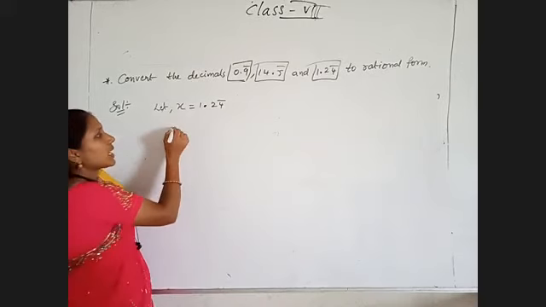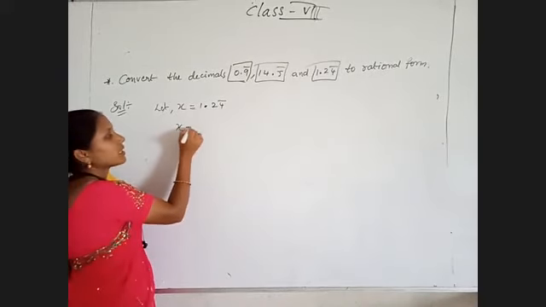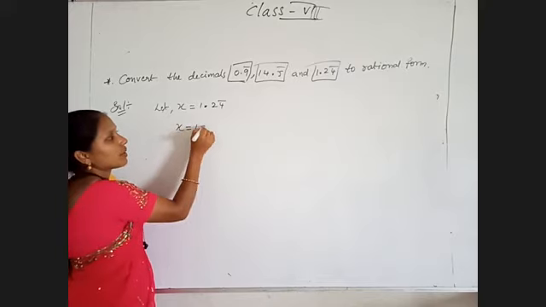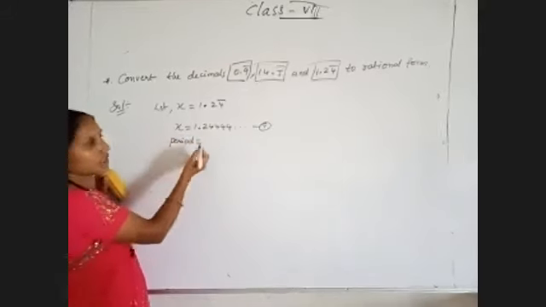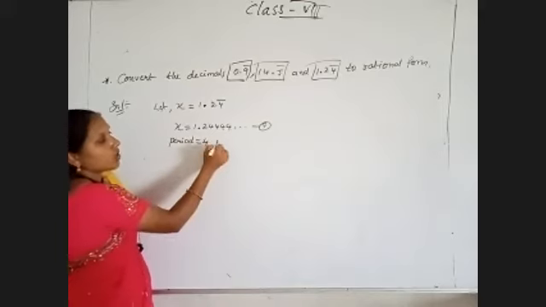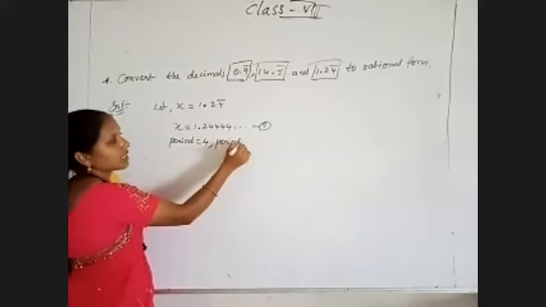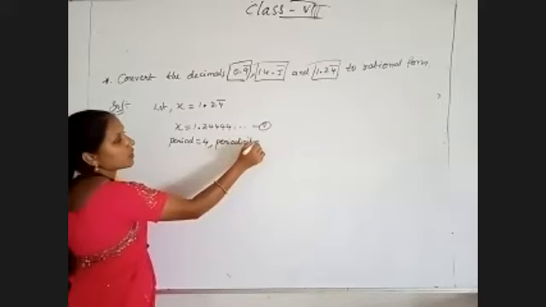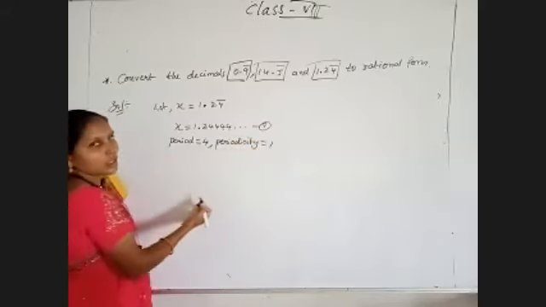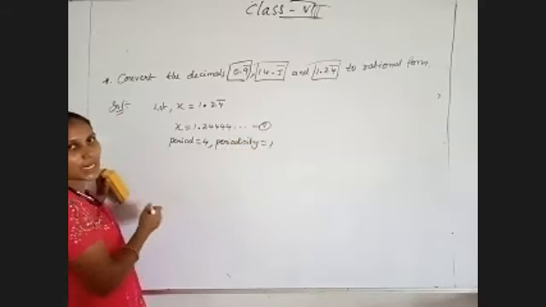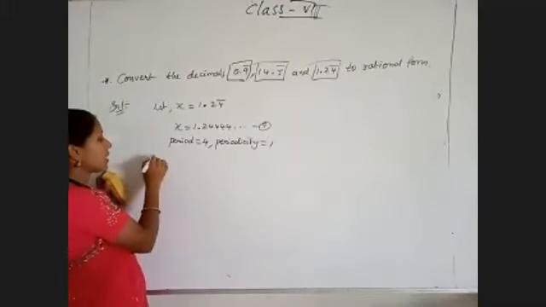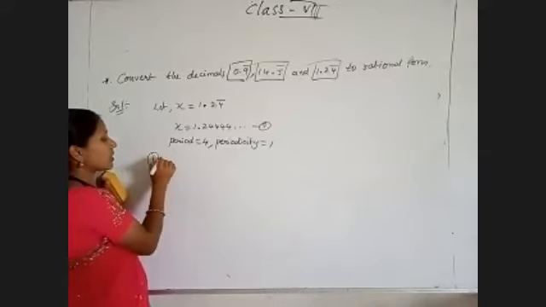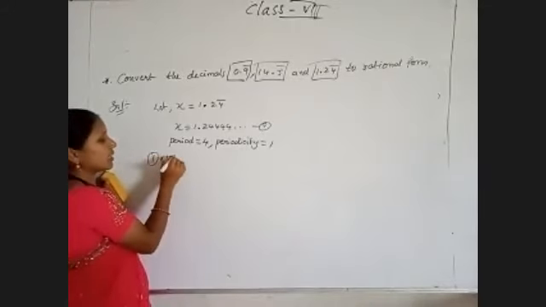So now expand it. x is equal to 1.244 and so on. Again, take its period and periodicity. What is the period? Which number is repeating? Only 4. So the period is 4. How many digits are repeating? Only one digit. That is, periodicity is equal to 1. So because periodicity is 1, we need to multiply with 10. So multiply equation 1 with 10.